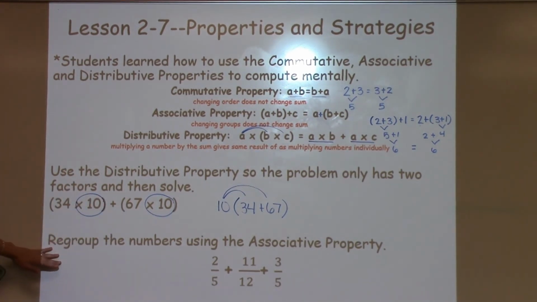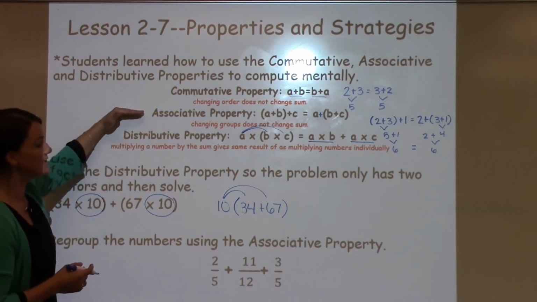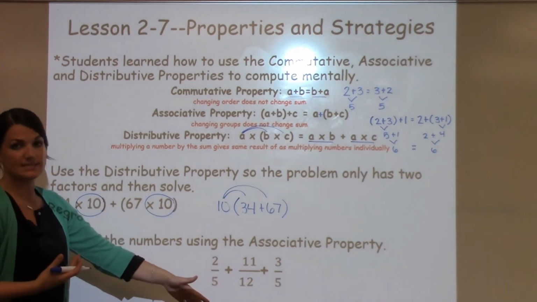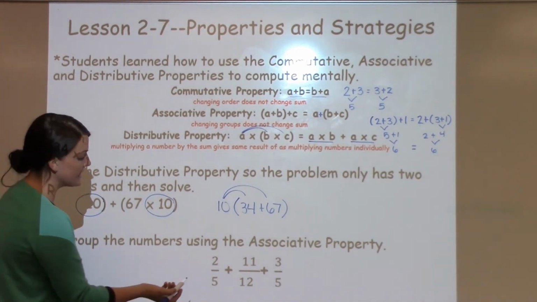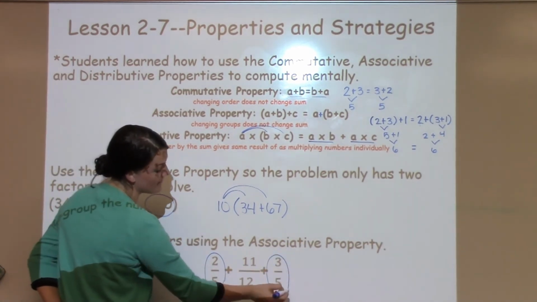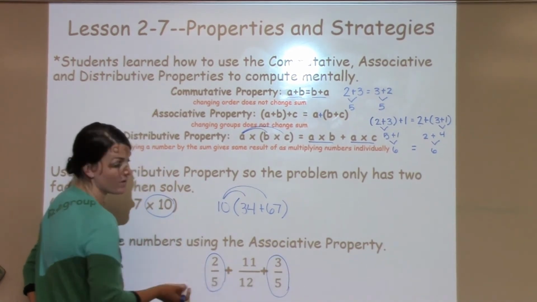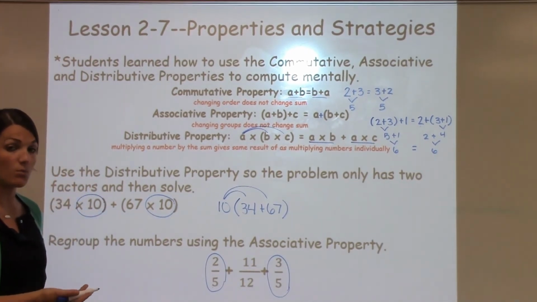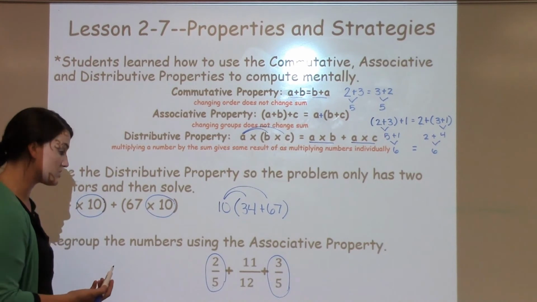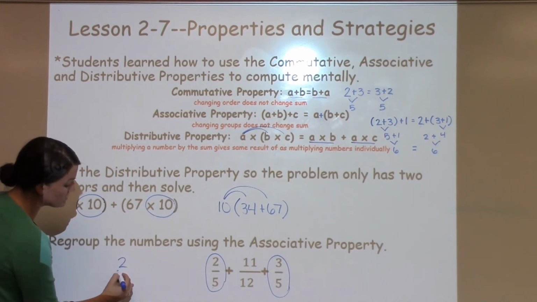This problem says to regroup the numbers using the associative property. So again, the associative property states that no matter what the order I add numbers in, it doesn't change the sum. So here I see that I've got 3 fractions, but 2 of them already have the same denominator, with 5. We learned in Unit 1 that you have to have the same denominators in order to add fractions. So I'm going to do those first, even though they're not in order.